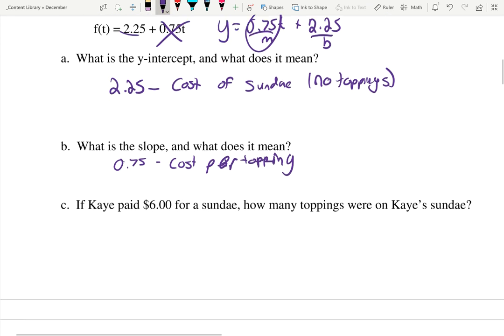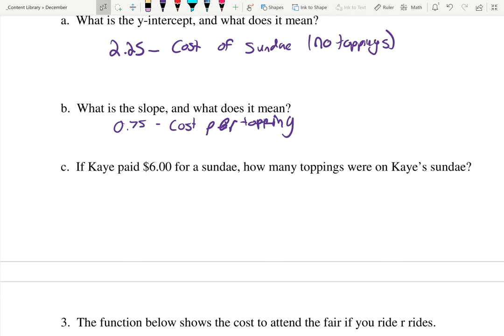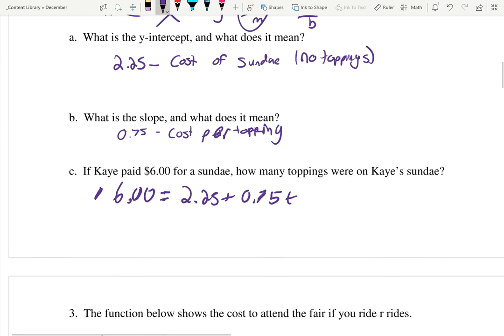All right. If K paid $6 for a sundae, how many toppings were on K's sundae? So in this case, $6 is our result. We know that we paid $6 in total. And our function was 2.25 plus 0.75 times t. Okay, sometimes my pen writes well, sometimes it doesn't. So it just does whatever it wants.